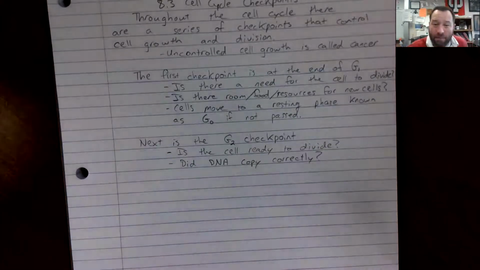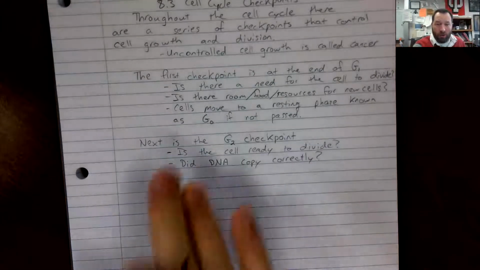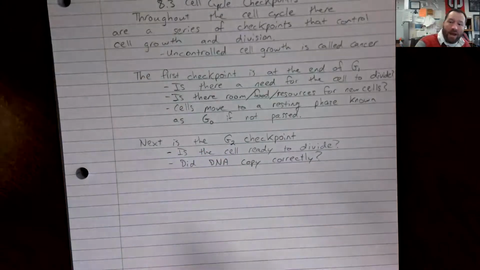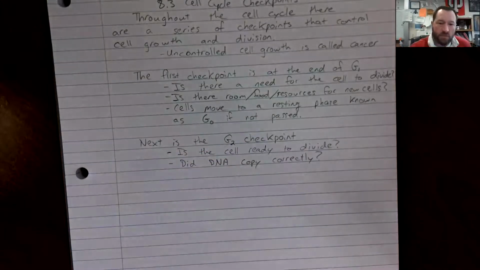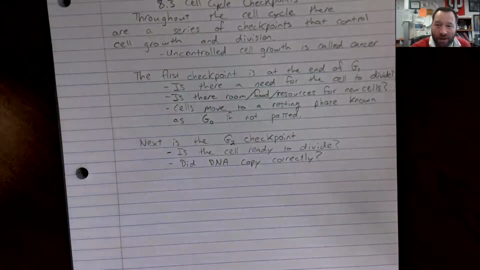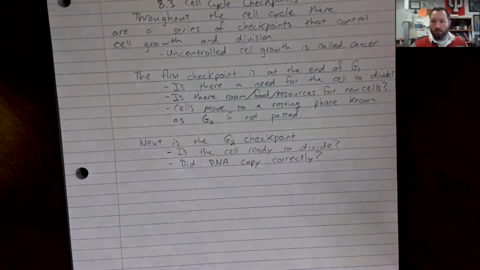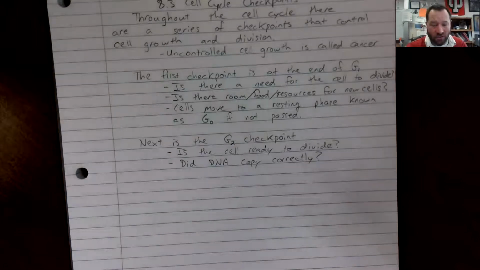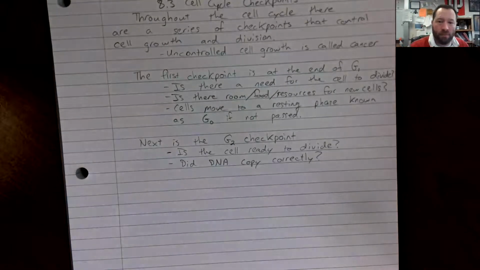Did the DNA copy correctly? So remember, by G2, we've been through S phase. We've duplicated our chromosomes. We've copied our DNA. We need to make sure that this happened correctly. First of all, we need to make sure we have enough DNA. Did we copy every single chromosome entirely?